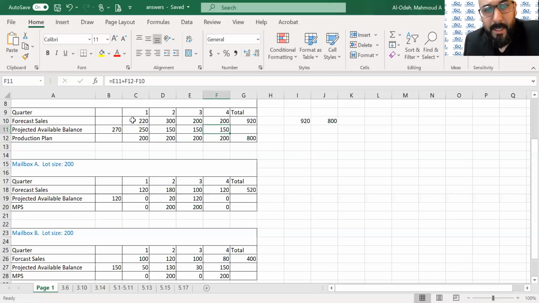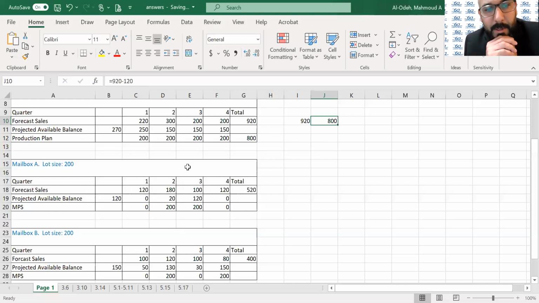So what you need to do again is add these together. You will see that the total demand or the total forecast is 920. We need to reduce that by 120 as mentioned in the question. If you remember, the company is trying to reduce the inventory to 150 by the end of the year, which means they have to reduce it by 120, and that would make 800 the total forecast for the year.